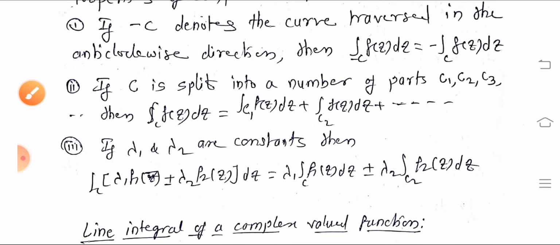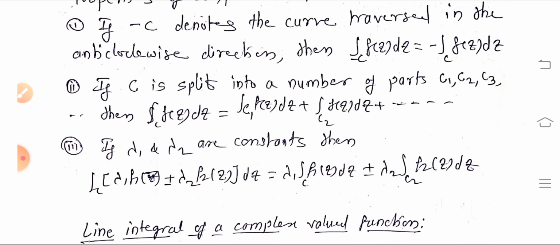Third property: if lambda 1 and lambda 2 are constants, then integral over C of lambda 1 f1(z) plus or minus lambda 2 f2(z) dz equals lambda 1 integral over C of f1(z) dz plus or minus lambda 2 integral over C of f2(z) dz. That is nothing but the linearity property.